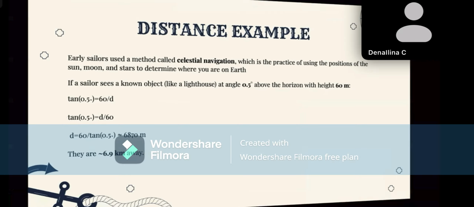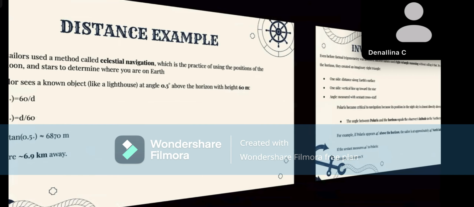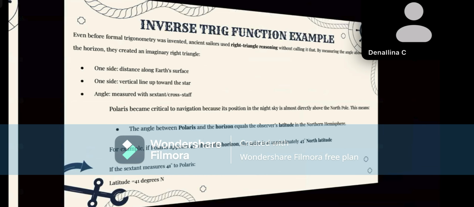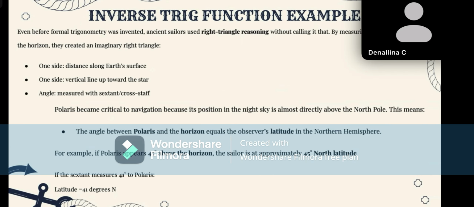We also created an inverse trigonometry example. When working backwards from an angle to find a location, sailors are using inverse trigonometry functions, the same ones that we use in class. By measuring how high Polaris appears in the sky, sailors formed a right triangle and then used the inverse tangent idea to determine their latitude. For example, if the sextant measured Polaris at 41 degrees above the horizon, the sailor's latitude is approximately 41 degrees north. This method made navigation far more precise and allowed sailors to explore the world with mathematical confidence.